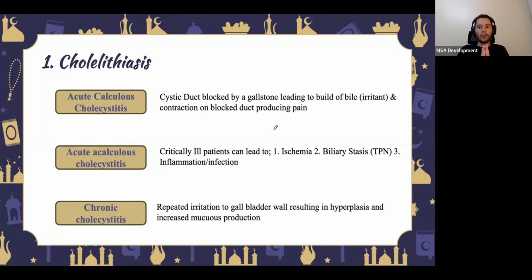But then you have chronic cholecystitis. This is where you have continuous or repeated damage or irritation to the gallbladder wall. And this would eventually result in hyperplasia of the cells, and it would lead to increased mucus production. Could lead to chronic cholecystitis.